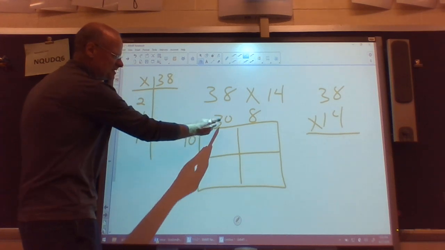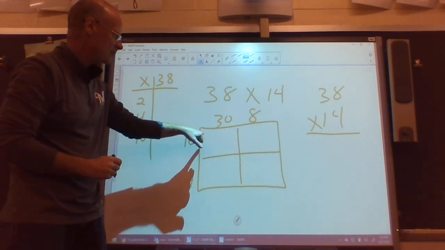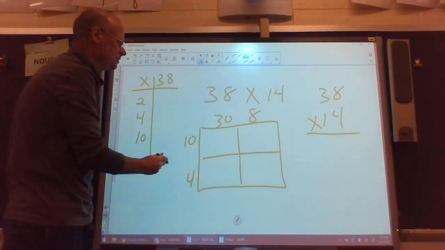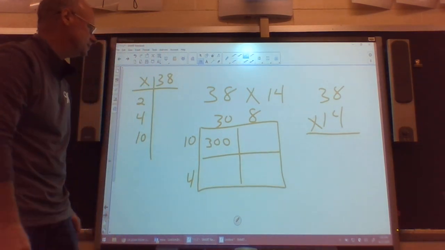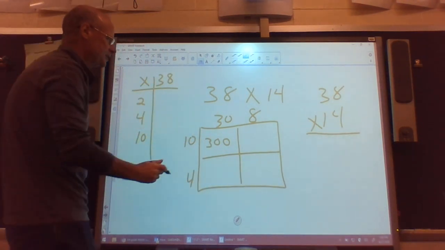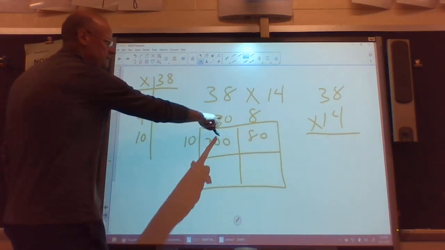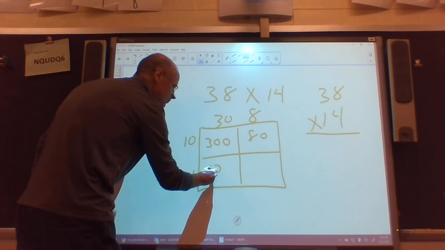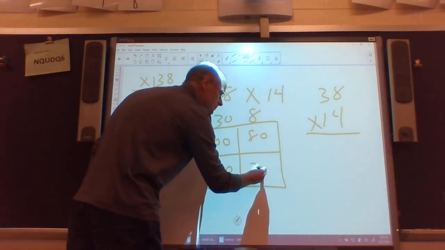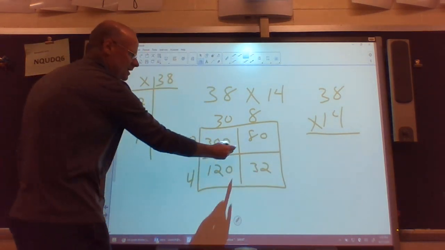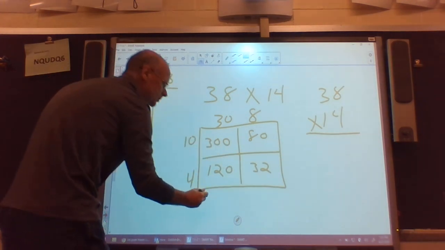So I'm just going to take the first number and do 1 times 3 is 3. Now I have 2 zeros that are placeholders. So here I have to put 300. So 10 times 30 is 300. 10 times 8 is 80. 4 times 3 is 12. I need that 0 for a placeholder. So I have 120. And 4 times 8 is 32. If I add these together, I want to add these two. That gives me 200. 532.